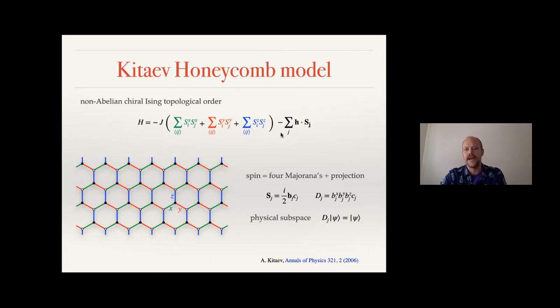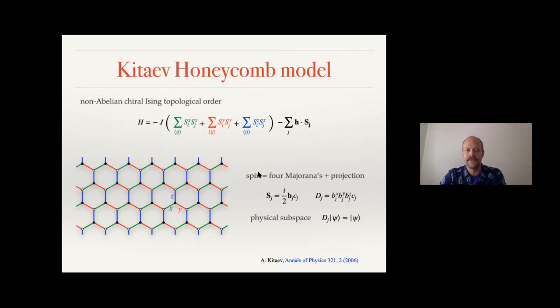And then we can also add an external magnetic field. Note that the system is highly frustrated since all of these terms anti-commute with one another, or at least overlapping terms anti-commute with one another. Now, Kitaev cooked up this model because there's actually a very elegant way to solve it.